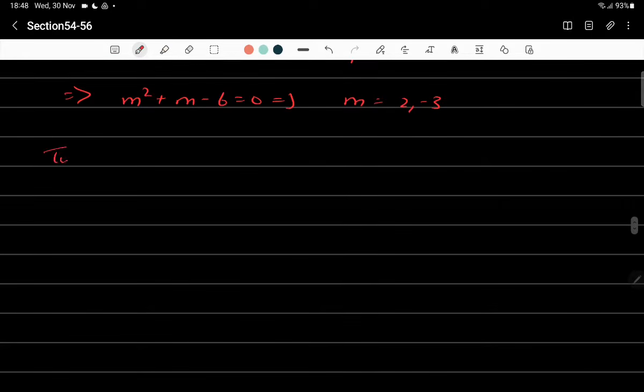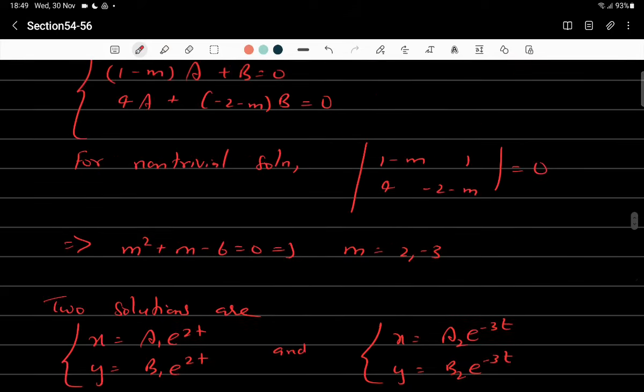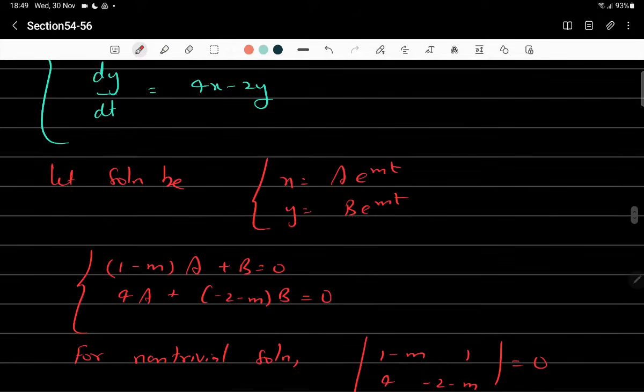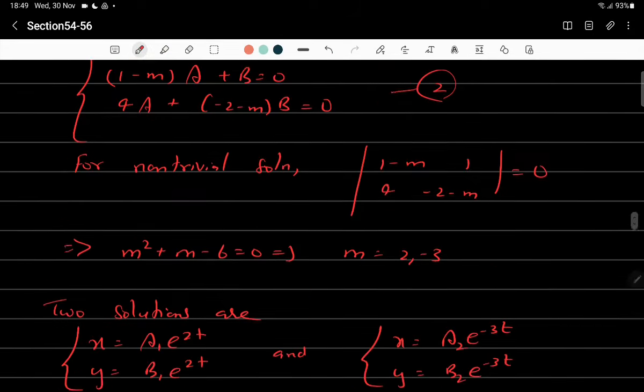So it means two solutions are, this is how they look like. x is equal to a1 e raised to the power 2t, y is equal to b1 e raised to the power 2t, and the other solution is x is equal to a2 e raised to the power minus 3t and y is equal to b2 e raised to the power minus 3t. But I do not know the values of a1, b1, a2, b2. But I have this system of equations in a and b. Let's call this one equation 1, let's call it 2.